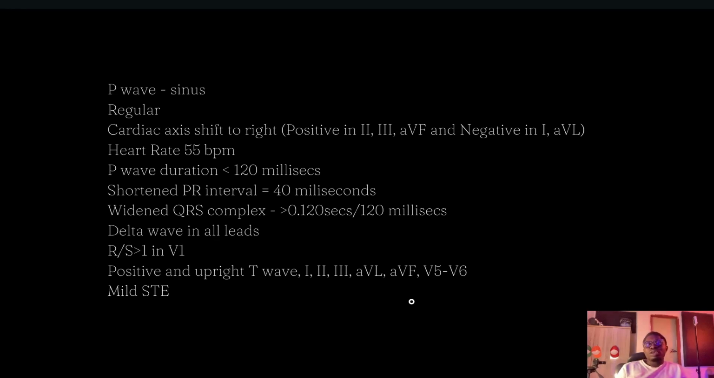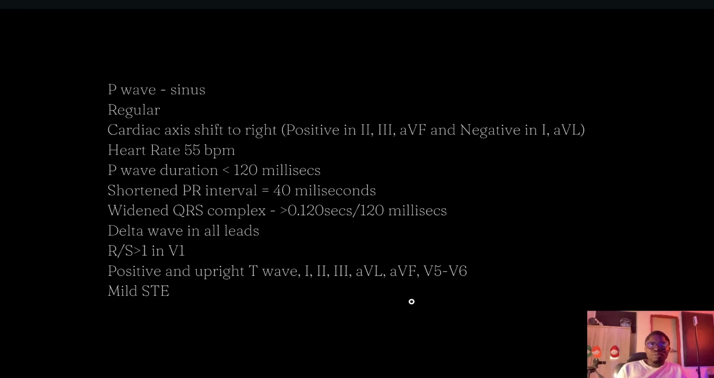So this is a summary. P wave, sinus, regular, cardiac axis shift to the right, heart rate of 55 beats per minute, P wave duration is normal, shortened PR interval of less than 40 milliseconds. There is widened QRS complex greater than 120 milliseconds, in fact, almost 200 milliseconds. There are delta waves in all leads, right? Positive and upright T waves in 1, 2, 3, AVL, AVF, V5, V6. Then there is ST depression in V1, 2, 3.